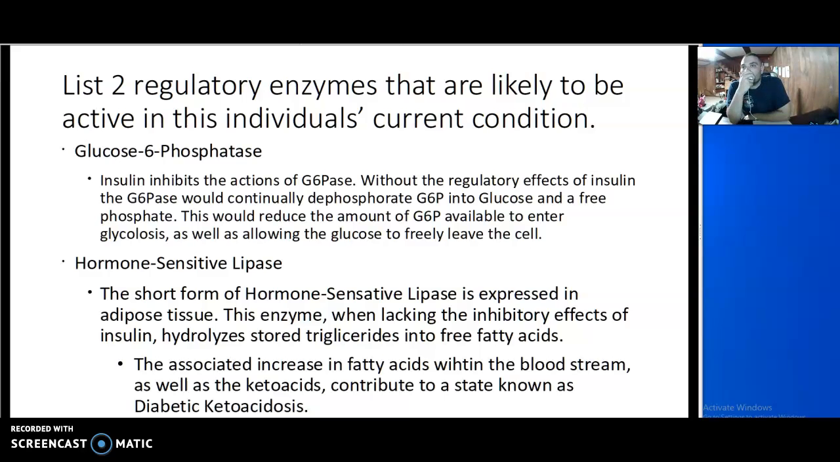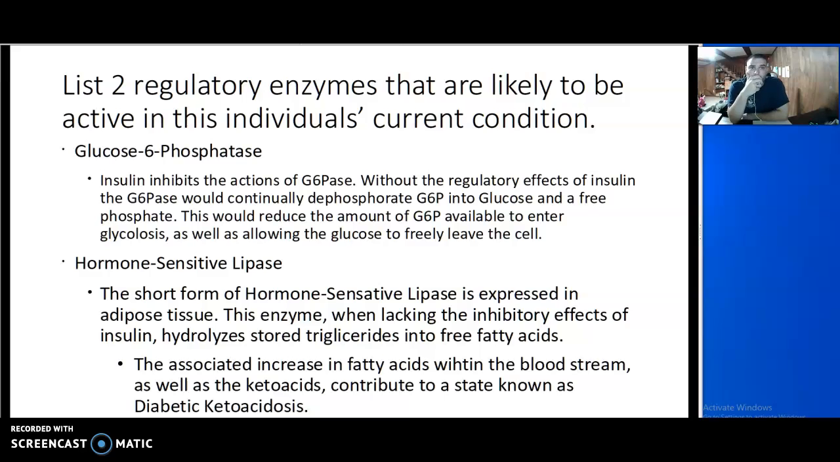The second enzyme we're going to discuss here is hormone-sensitive lipase. There are a few different forms of the hormone-sensitive lipase. However, in this particular case, we're going to deal with the short form, which is expressed within the adipose tissue. This enzyme hydrolyzes stored triglycerides into free fatty acids. Insulin stops this process and prevents it from happening. However, in the absence of insulin, this hormone-sensitive lipase is going to constantly be hydrolyzing these triglycerides into free fatty acids, which are then released into the blood.